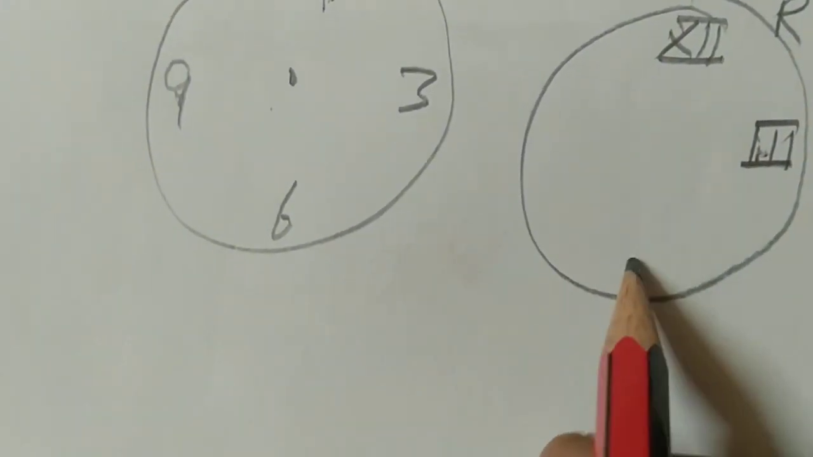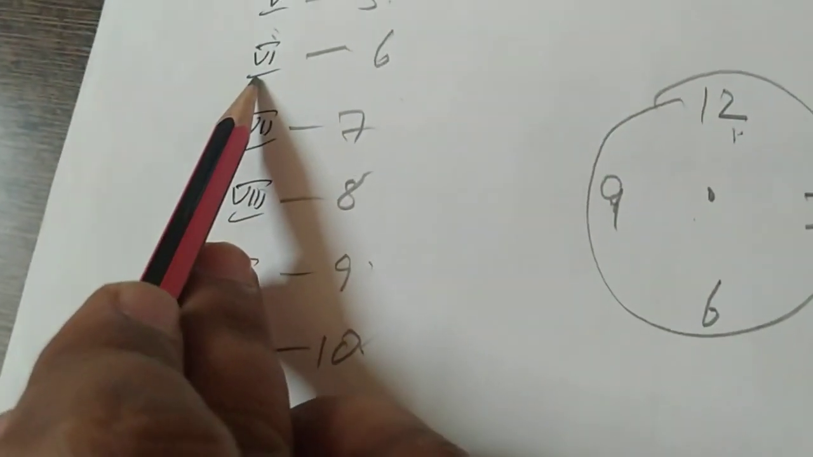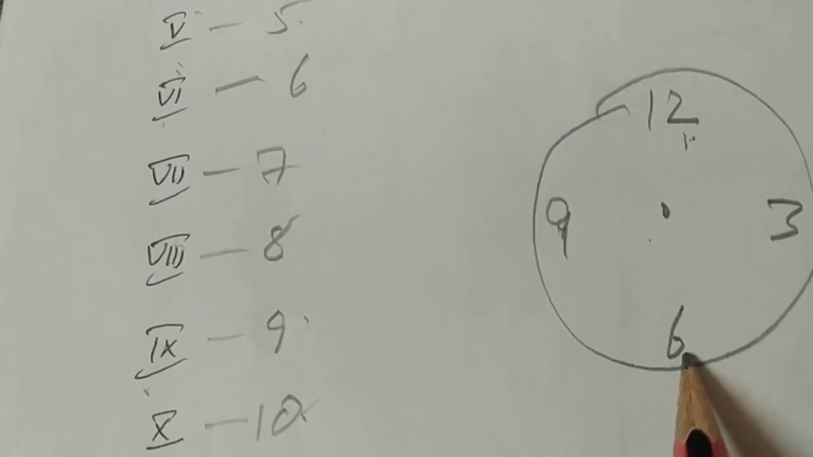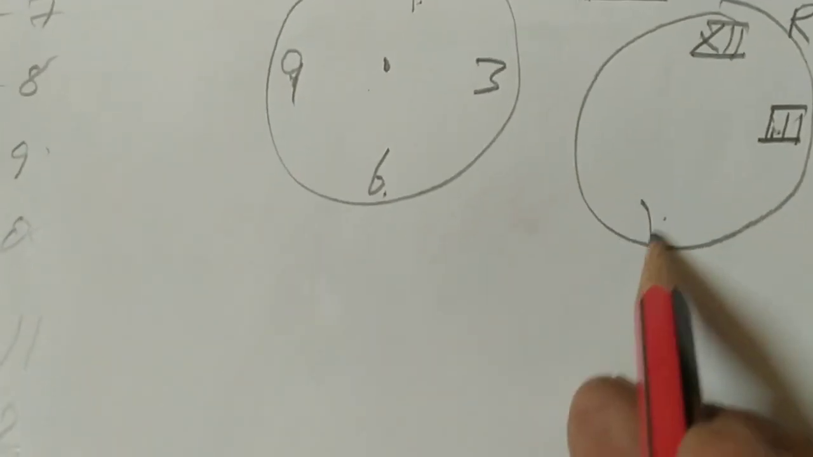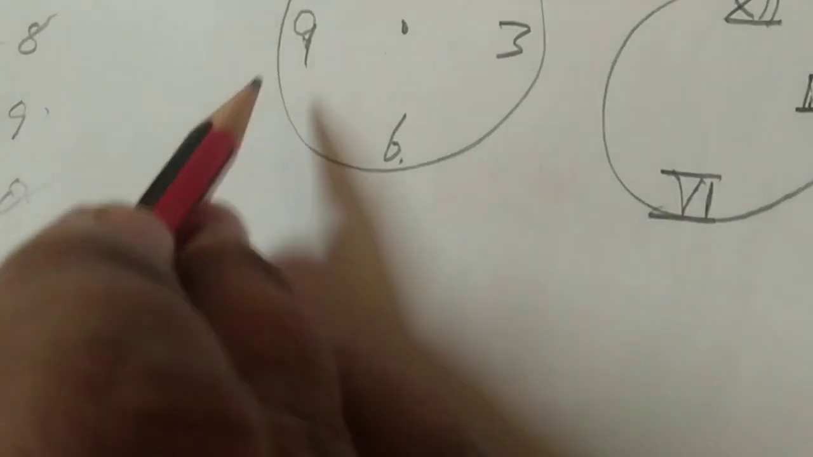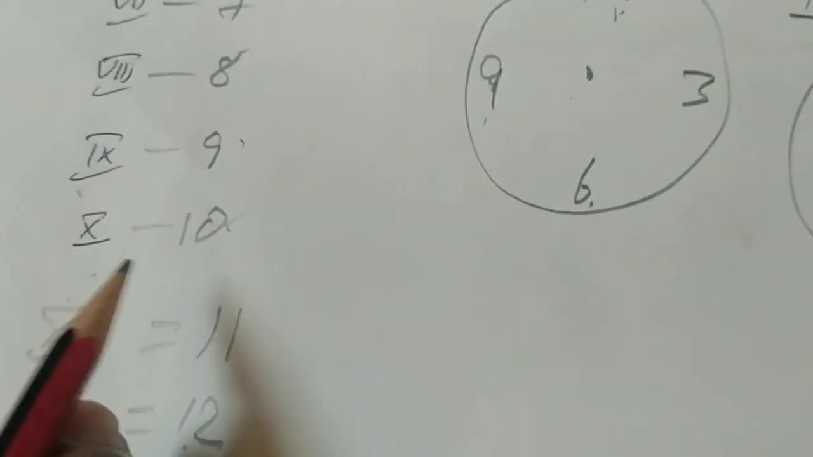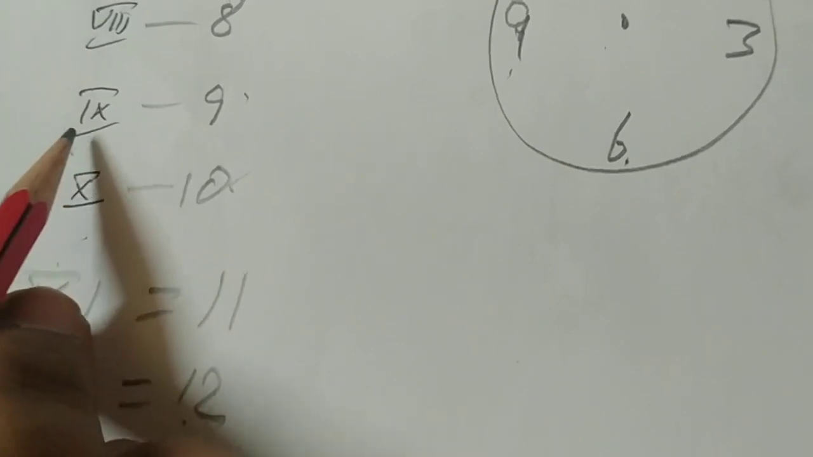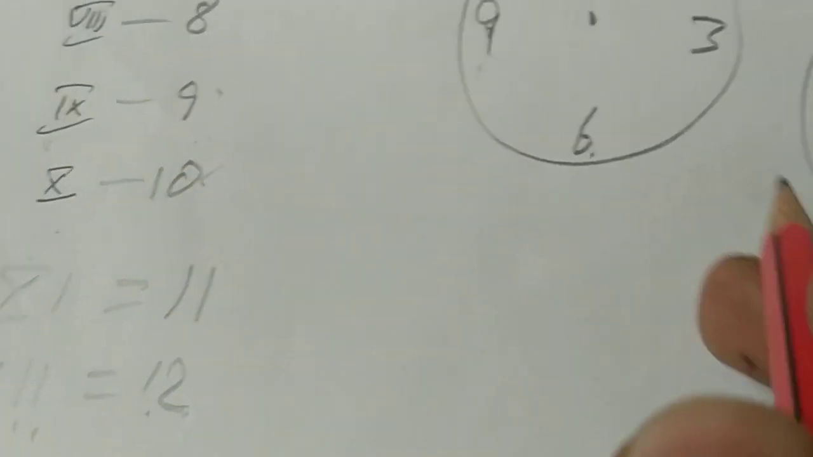Now look, write the 6. Where is the 6 here? Yes, it is the 6. Now write here, instead of 6, you can write it as a 6. Now final, 9. Where is the 9? Yes, you are good. You are very good, you are very smart. 9. Write down here 9.